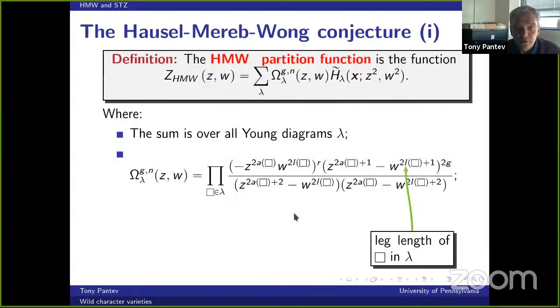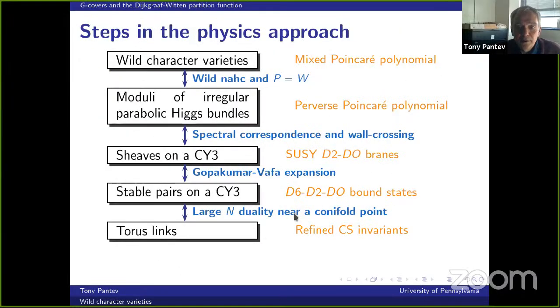But we proved, so maybe if I go to the, we proved this part, which is the spectral correspondence and the wall crossing part. We actually traced quite carefully by using the refined version of the Kontsevich-Soibelman spectral correspondence for irregular Higgs bundles. So sorry, I'm going to stop here because I'm out of time.